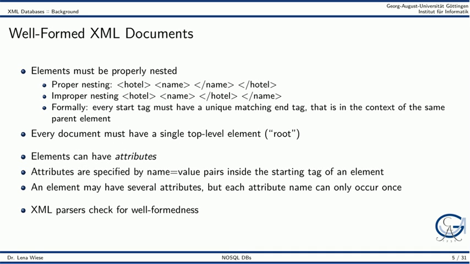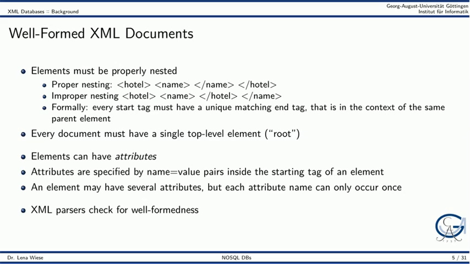A major condition for XML documents is well-formedness. A first requirement for well-formedness is proper nesting. Proper nesting means that start and end tags have to be appropriately ordered. More formally, every start tag must have a unique matching end tag that is in the context of the same parent element. A further requirement for well-formedness is that every document must have a single top-level element called the root node.